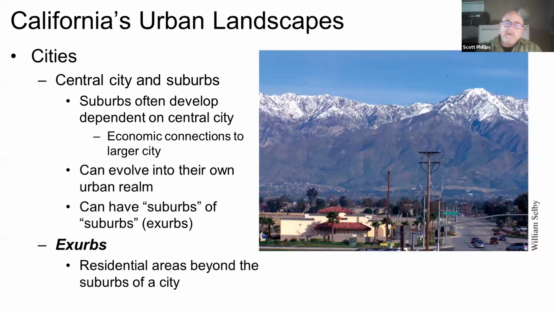And then beyond the suburbs, you can have suburbs of suburbs. And we call those exurbs. These are residential areas that go beyond the suburbs of a city. So the ranchos, for example, in Madera County, these are areas that are beyond the suburbs of Fresno or Madera, where people live way out beyond there. Or even east of Clovis, where you get into these ranch areas, and they're not really urban, they're just small ranches where people live. These would be the exurbs of a city.